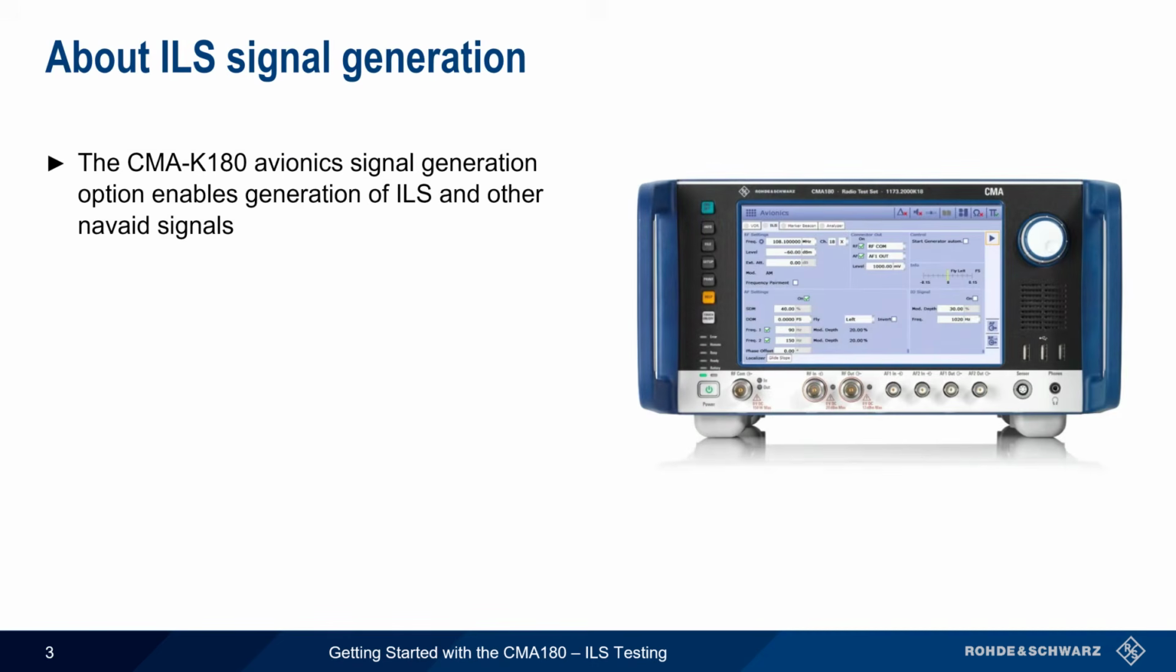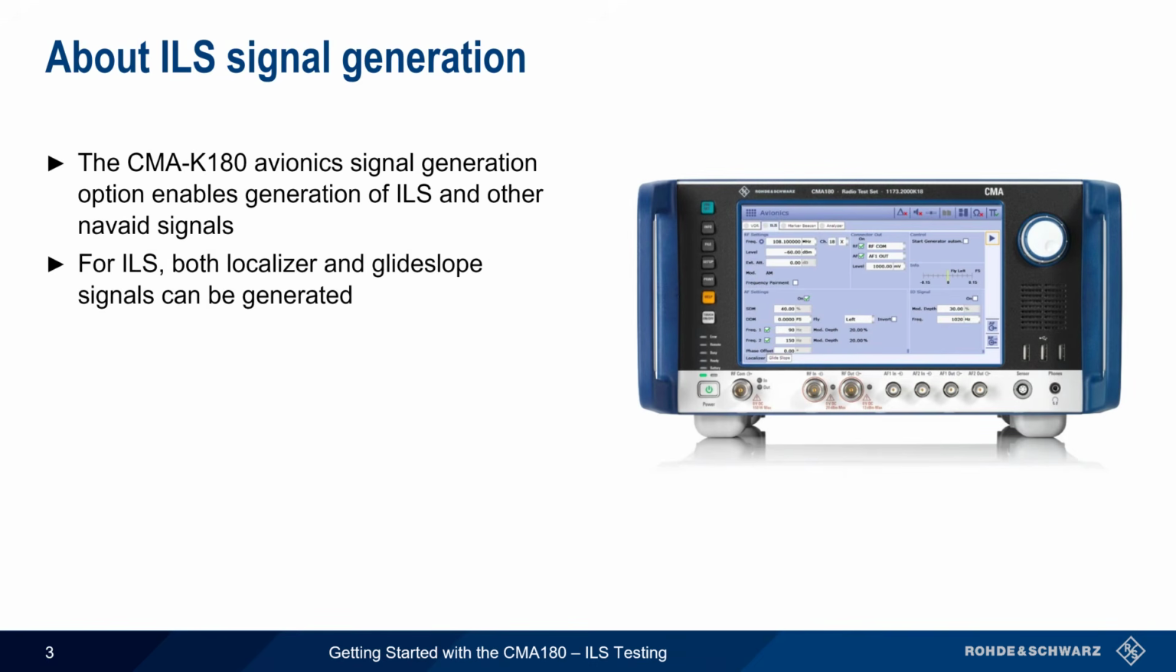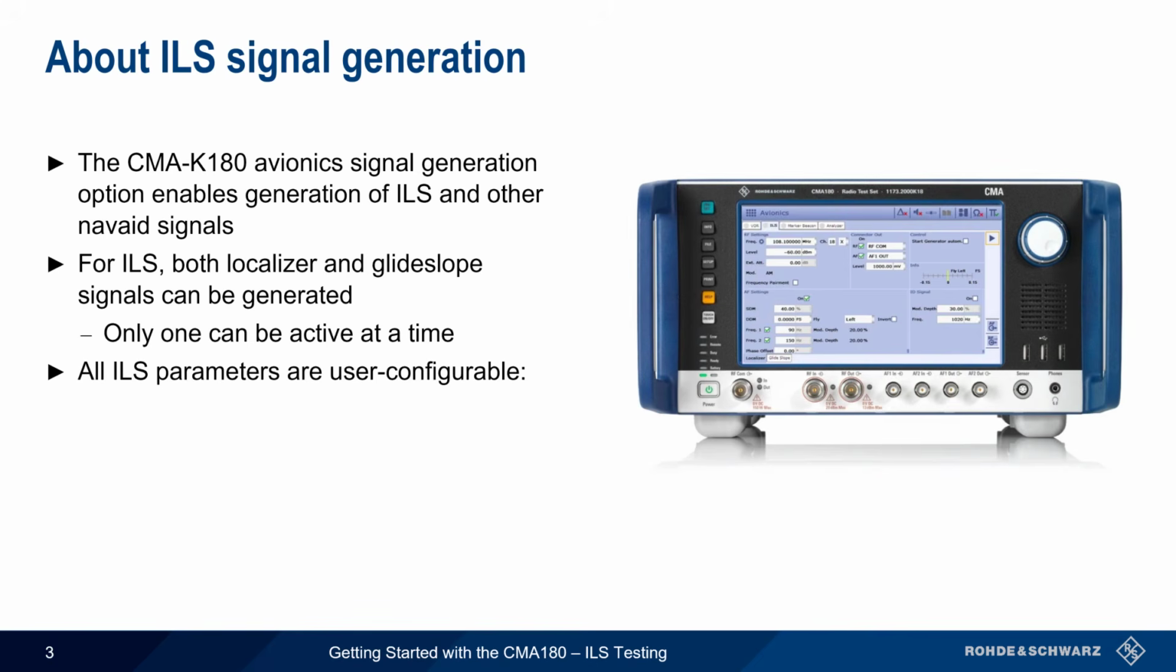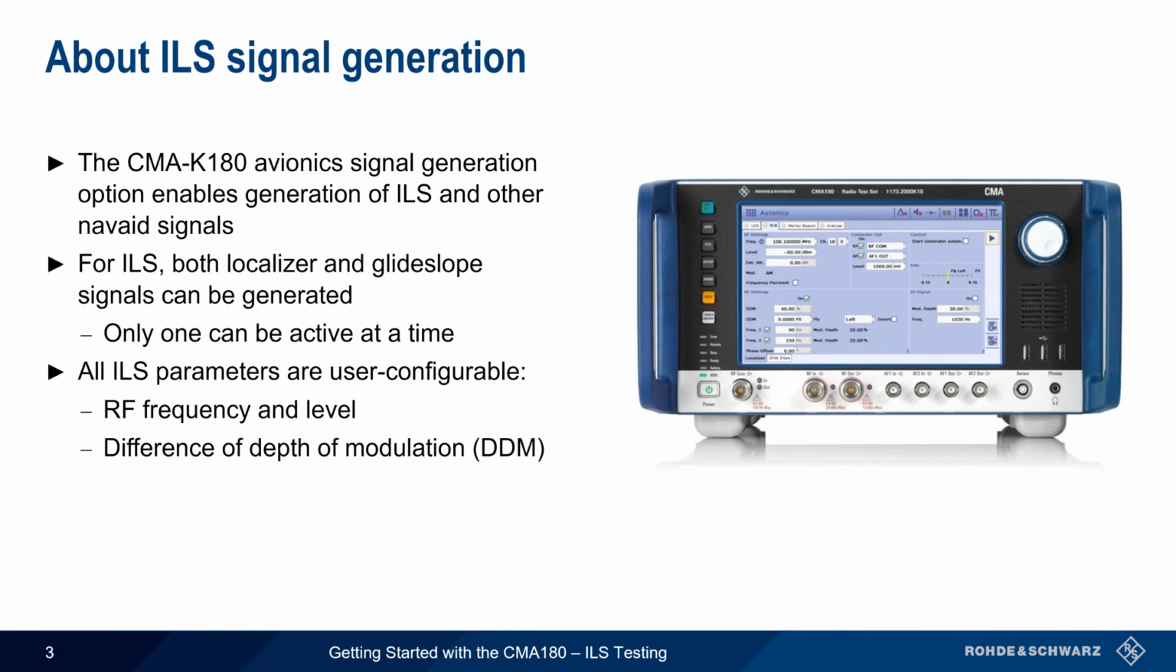The CMA180 option enables generation of avionics nav-aid signals, including the signals used in ILS, or the Instrument Landing System. Both localizer and Glideslope signals can be generated, but note that only one of these can be active at a time. All ILS parameters are user configurable, and these include the RF frequency and level, the difference of depth of modulation, the sum of depth of modulation, the localizer COM ID signal, and many others. In the remainder of this presentation, we'll walk through how to configure these settings on the CMA180.